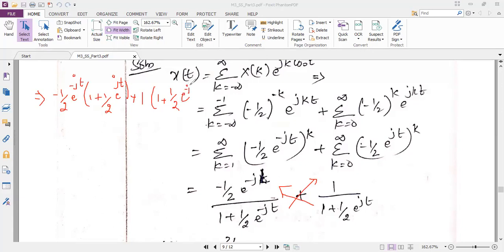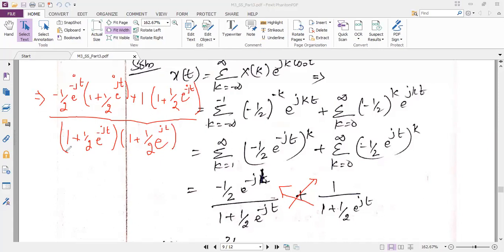So the numerator I have written properly. The denominator I have to write now. The denominator is 1 plus 1 by 2 e power minus jt into 1 plus 1 by 2 e power plus jt. Okay, so I have just done the cross multiplication, and now your work is to multiply the terms in the numerator. So please multiply yourself.